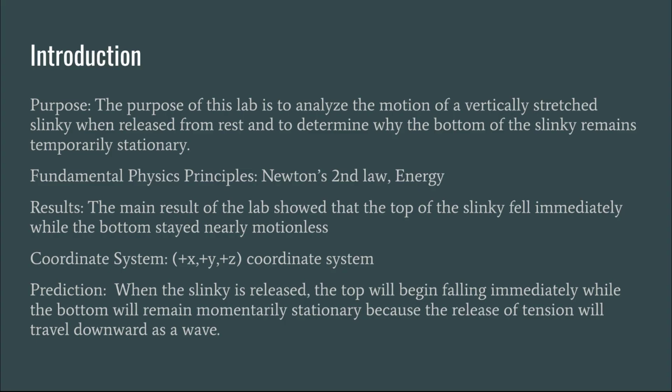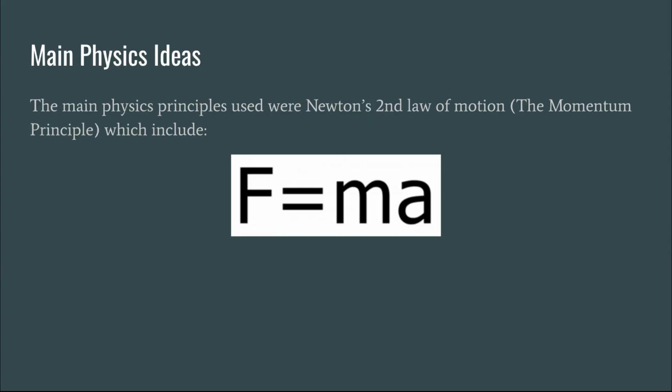motionless. My coordinate system was positive x, positive y, positive z. And for my prediction, I predicted that when this slinky is released, the top will begin falling immediately while the bottom will remain momentarily stationary because a release of tension will travel downward as a wave. So once again, my main physics idea was Newton's second law of motion, which is force equals mass times acceleration.